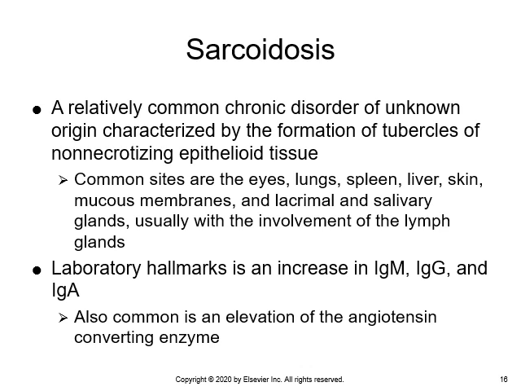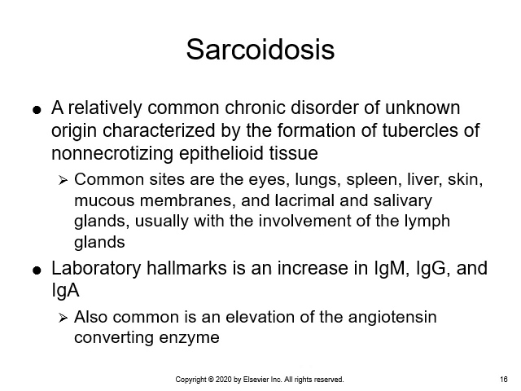Sarcoidosis is a relatively common chronic disorder of unknown origin characterized by the formation of tubercles of non-necrotizing epithelioid tissue, non-caseating granulomas. Common sites are the eyes, lungs, spleen, liver, skin, mucous membranes, and lacrimal and salivary glands, usually with involvement of the lymph glands. The lung is the most frequently affected organ, with manifestations generally including interstitial lung disease, enlargement of the mediastinal lymph nodes, or a combination of both.